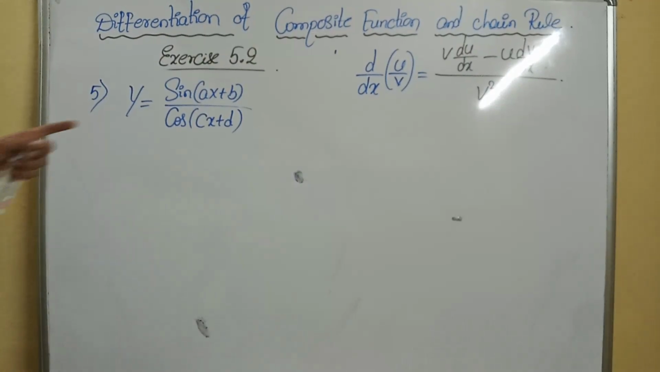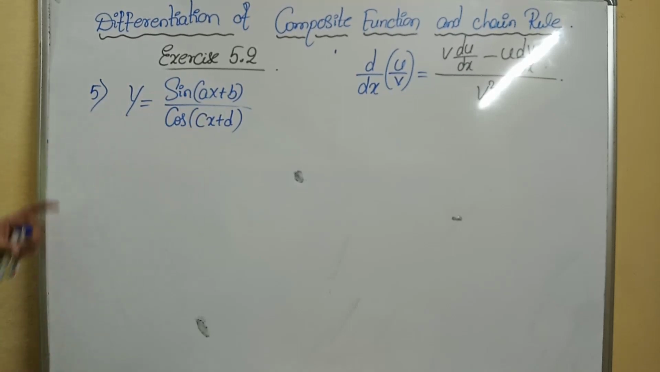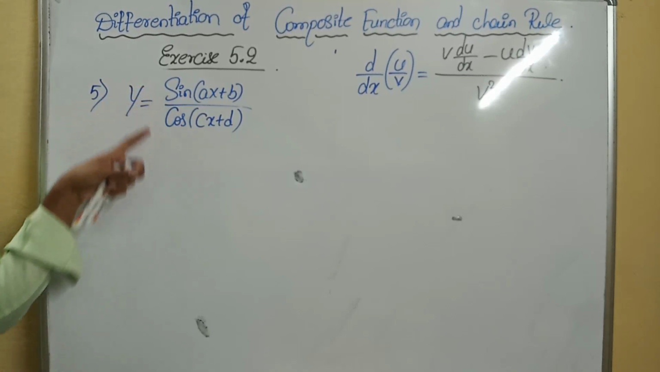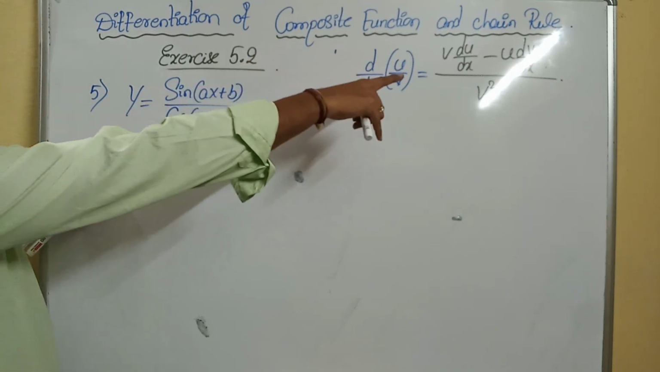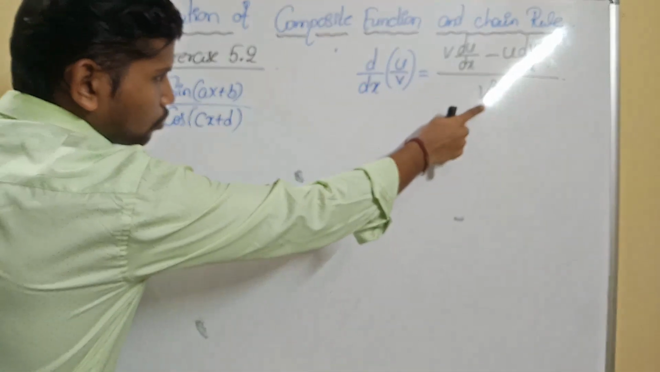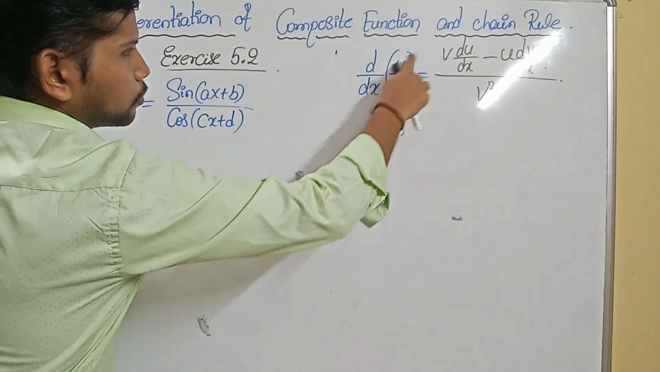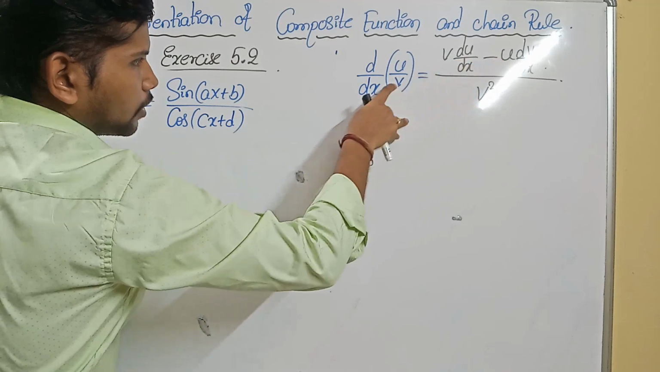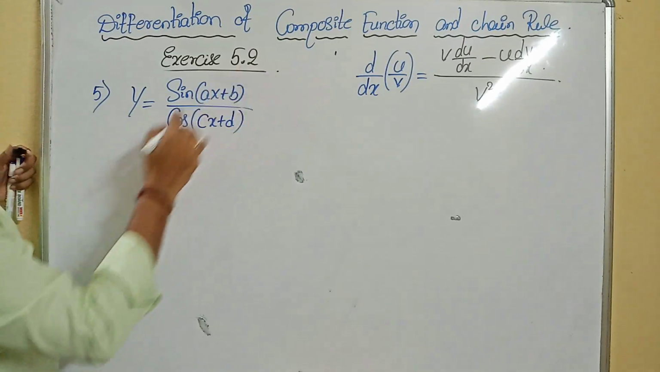Y is equal to sine of ax plus b divided by cos of cx plus d. Means it is in the form of u by v. If you want to think how to solve u by v, I wrote the formula. It is denominator square, denominator, derivative of numerator as u minus numerator u as it is, derivative of denominator, that is v denominator, that's derivative. Okay, now I'd like to write in that format.